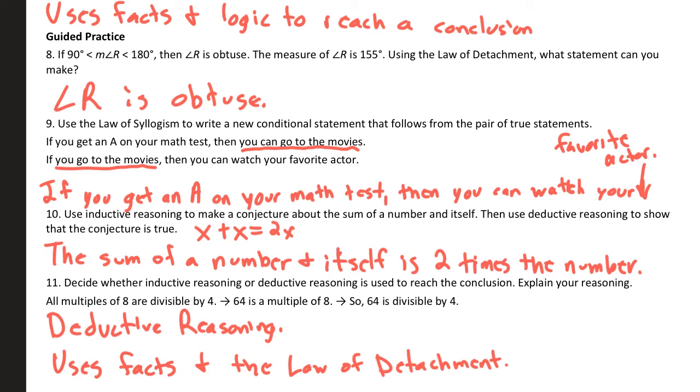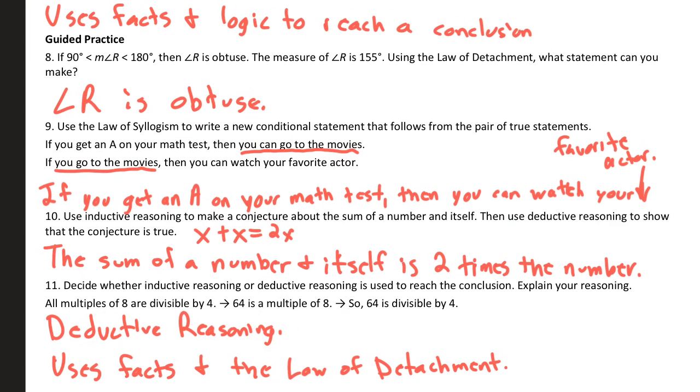And number 9, using the law of syllogism. We're looking at the conclusion of one statement being the hypothesis of the other. So that means I can write the hypothesis, you get an A on your math test, with the conclusion, then you can watch your favorite actor. So it's using two statements to write a single statement. But the conclusion has to be the same as the hypothesis of the other statement.